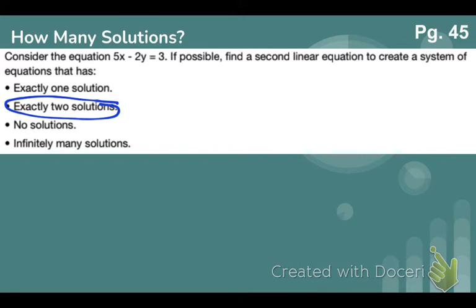Exactly 2 solutions. If we have one line, 5x minus 2y equals 3, is there ever going to be another line that crosses it twice? We have a line.